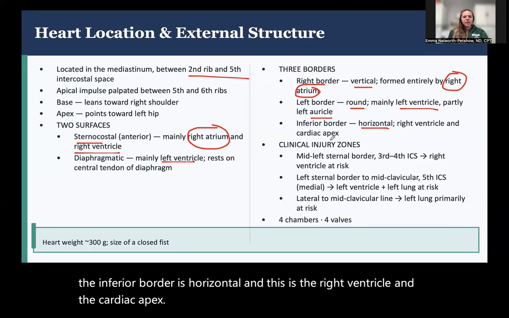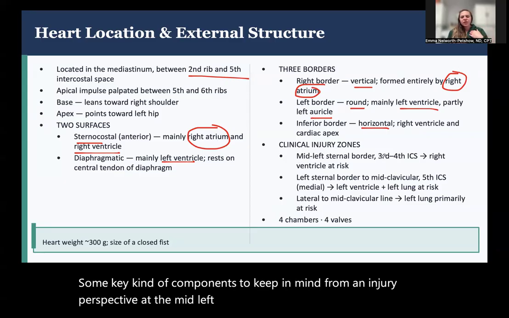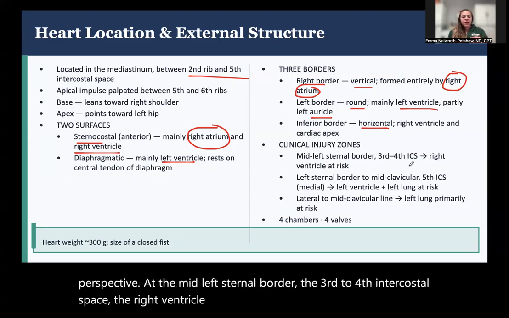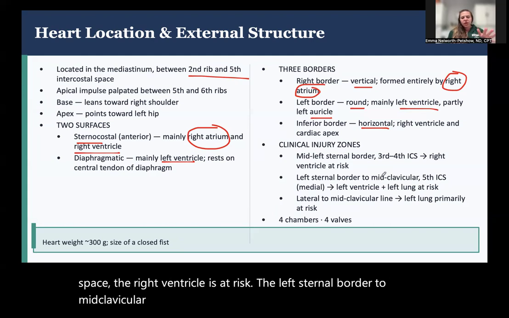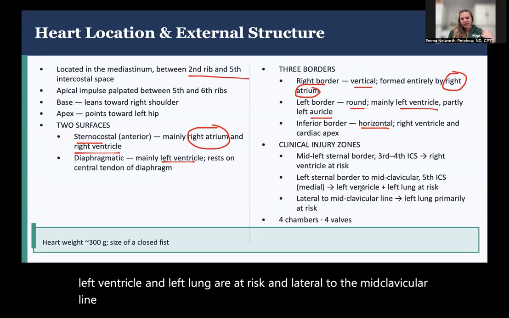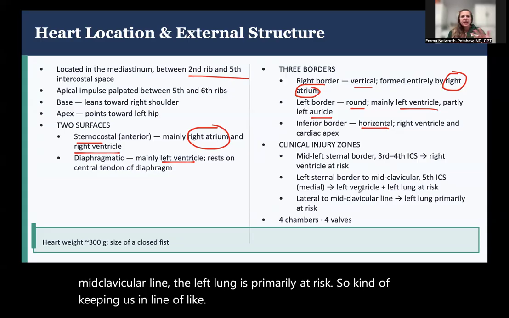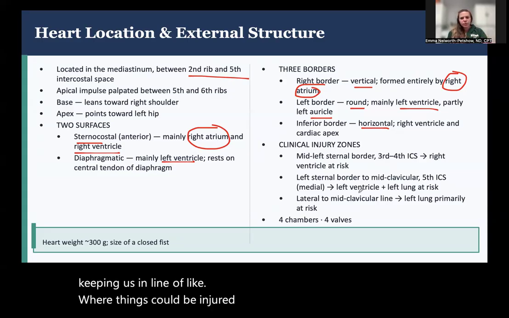Some key components to keep in mind from an injury perspective: at the mid left sternal border, the third to fourth intercostal space, the right ventricle is at risk. At the left sternal border to mid-clavicular space, around the fifth intercostal space, medial, the left ventricle and left lung are at risk. And lateral to the mid-clavicular line, the left lung is primarily at risk. This keeps us in line with where things could be injured if there's a stab wound or a puncture wound.